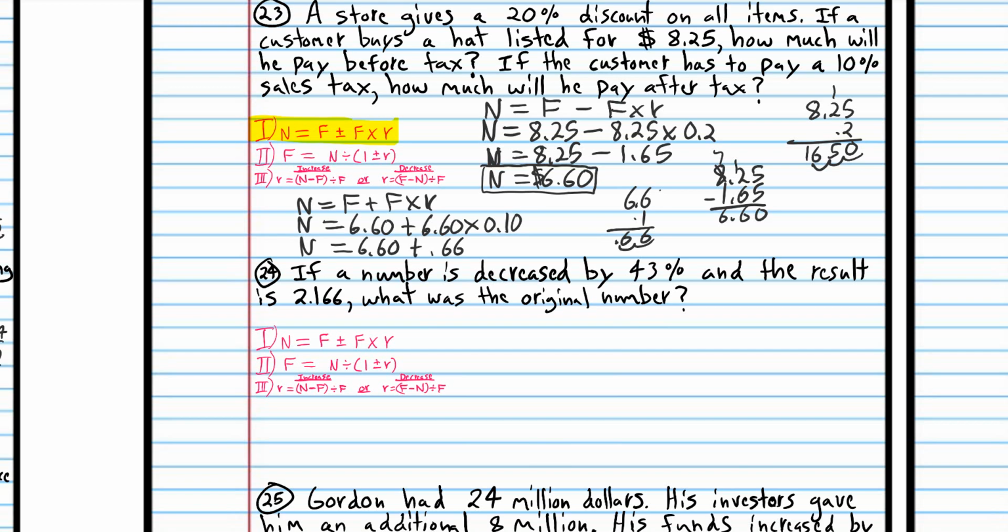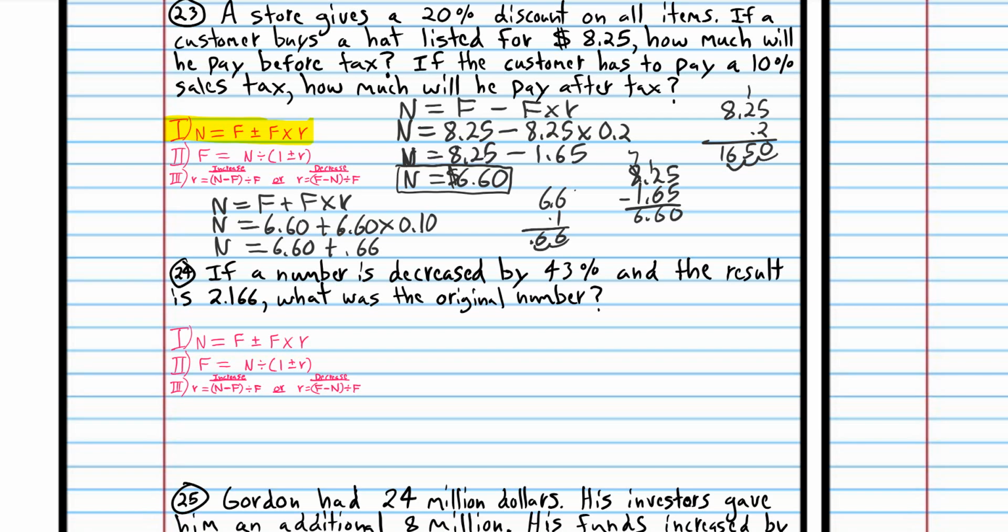So 66 cents is 10%. And then we're going to add that. And we're kind of running out of room here, so I'm going to go to the right. 6.6 plus 0.66. And you got to line up the decimals correctly. Put your placeholders if you need to. And we have $7.26. So that's what you're actually going to pay at the store. And that's really all you care about, is what you're actually going to pay. That's what makes you decide to buy or not to buy, is the $7.26.